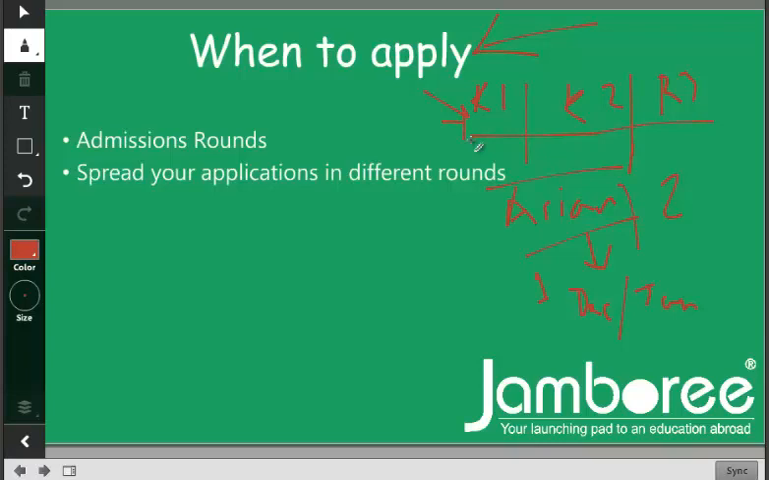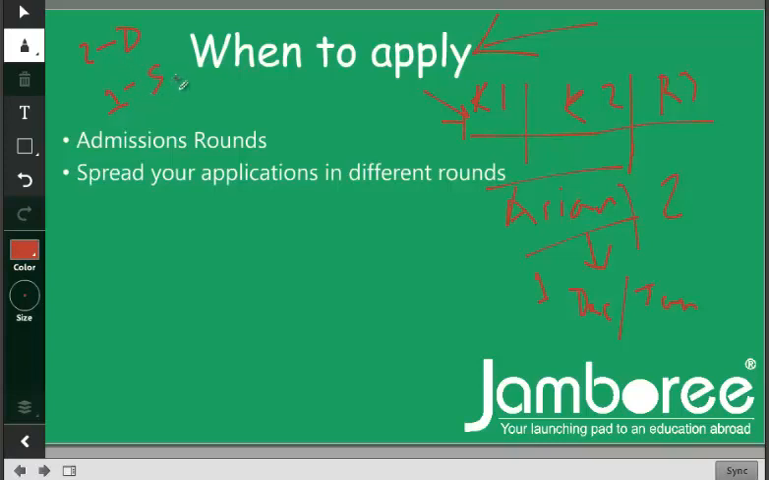So how you should make your application strategy is that in round one, apply to 3 or 4 colleges, definitely at least 3 colleges. One of them should be a safe university. Two of them should be difficult ones, where for your profile it is a dream university, let's say, and one of them should be your safety bet.